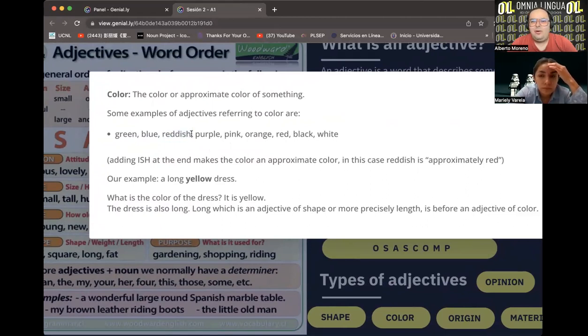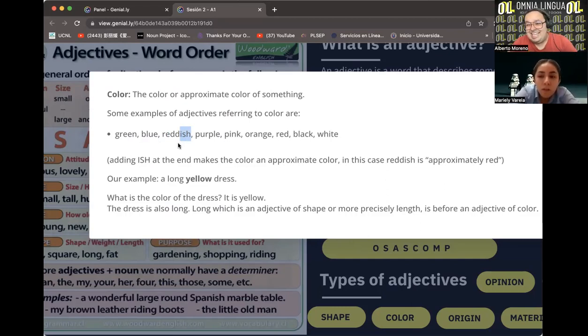Reddish. Why is it reddish and not red? Well, you can use red. But reddish or bluish or greenish, the ish ending is used at the end of an adjective when you are not sure about the color. When you doubt if it's red or orange, you can say the color is kind of reddish, or kind of bluish or greenish, but you are not sure. That's why we use ish.